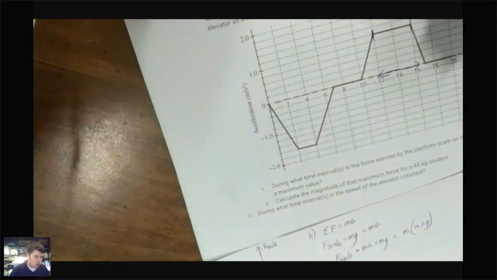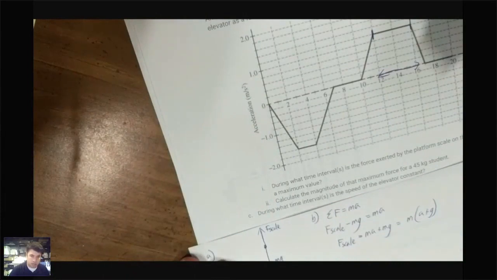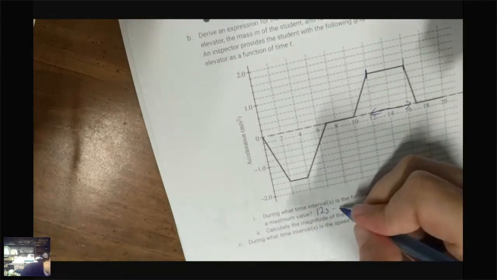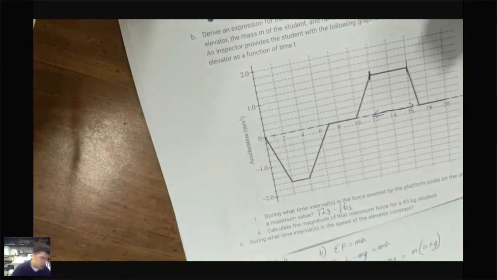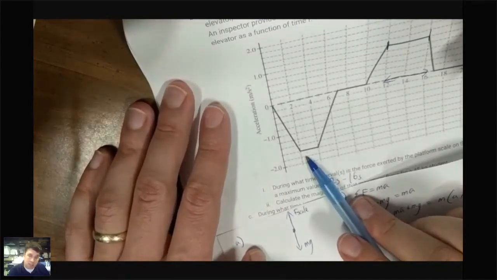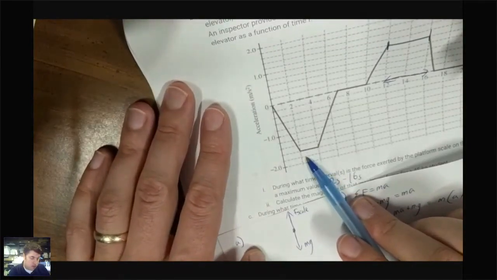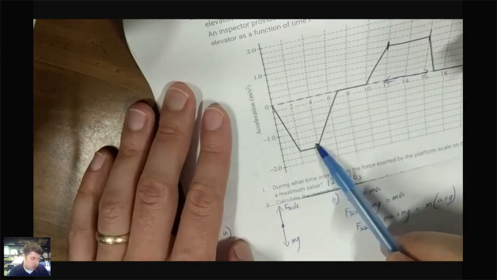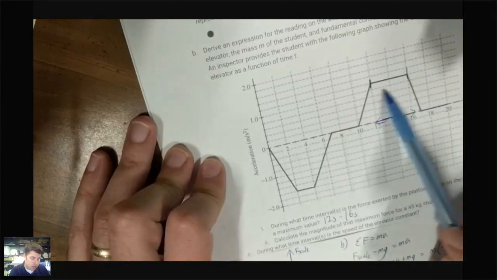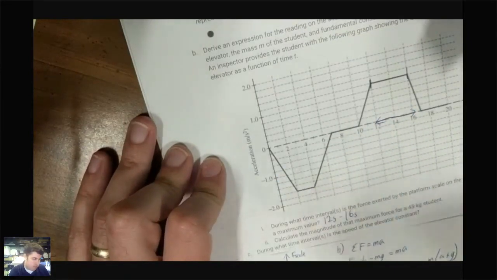So during what time interval is the force on the student by the platform scale the maximum value? Anywhere between 12 seconds and 16 seconds. Okay. Down here between 2 and 4, this would be the lowest the force would be because our downward force needs to be bigger. So this is our minimum value for the force. Here is our maximum value for the force, and then other places in there doing other things.